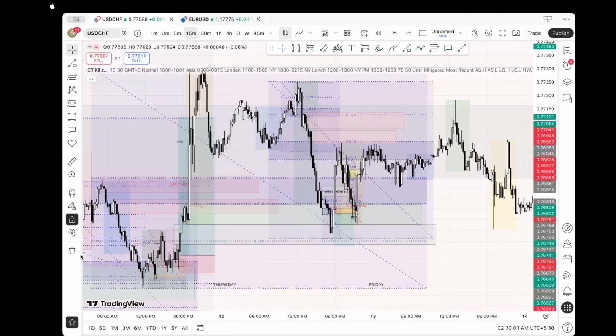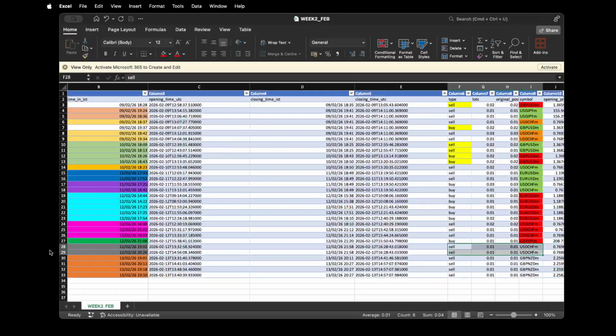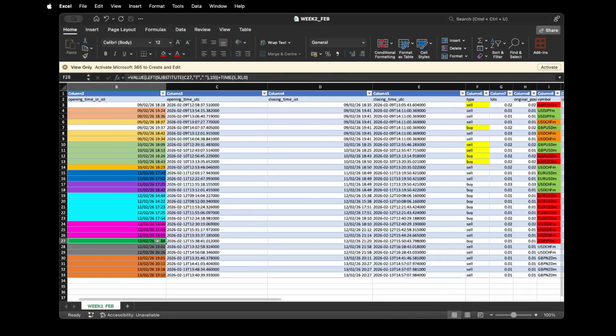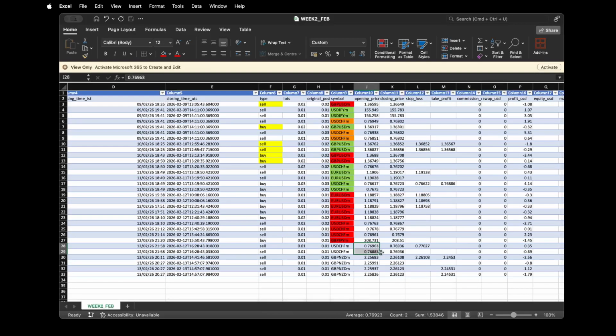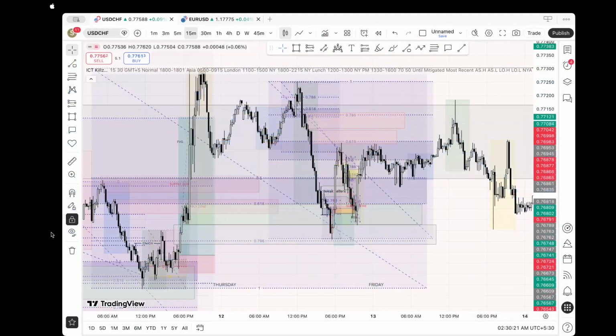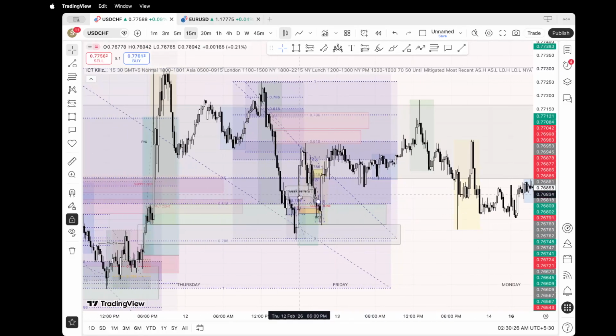At what point did I take it? I took it around 18, 19, 20 o'clock, at the price 0.76963. Okay, so I'm again taking a sell trade from here and hoping that it will go down again because it has manipulated the order block.